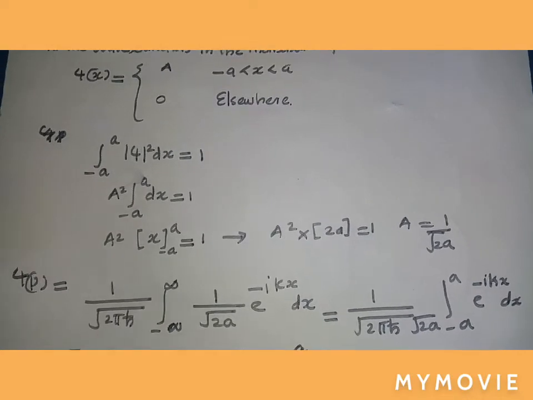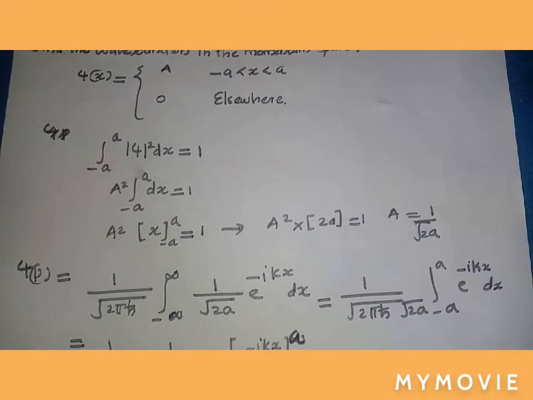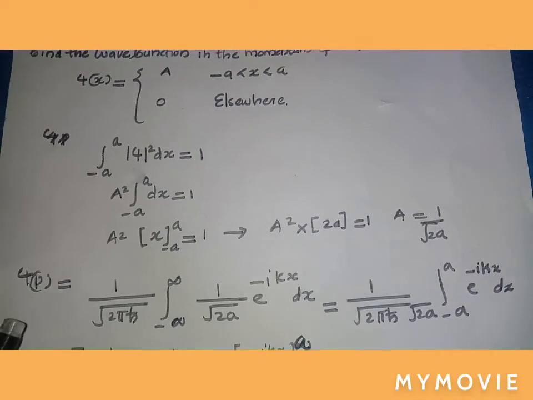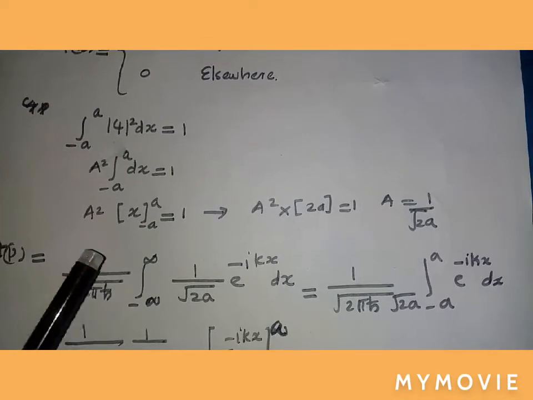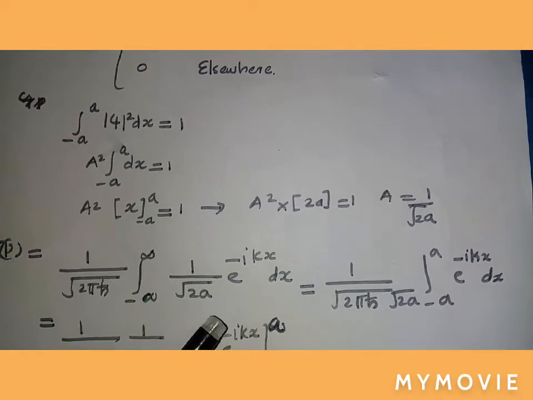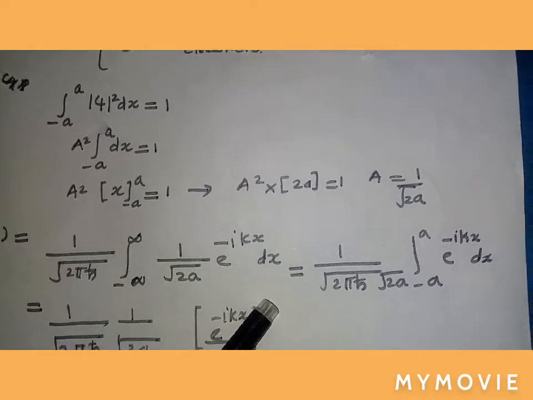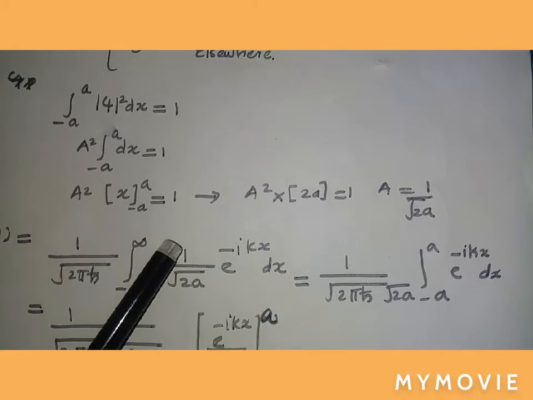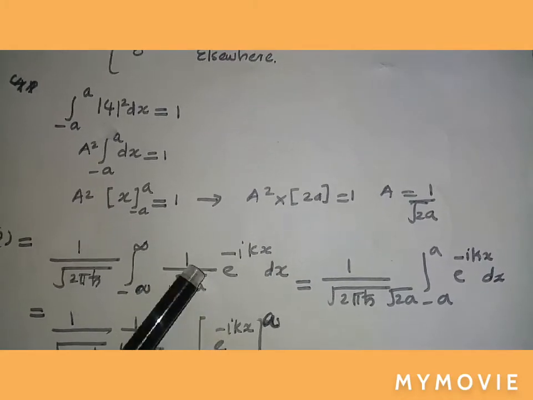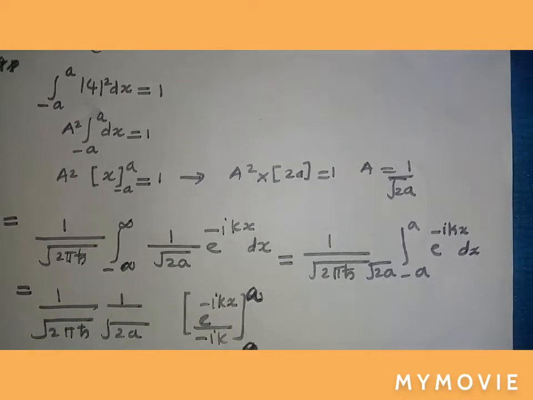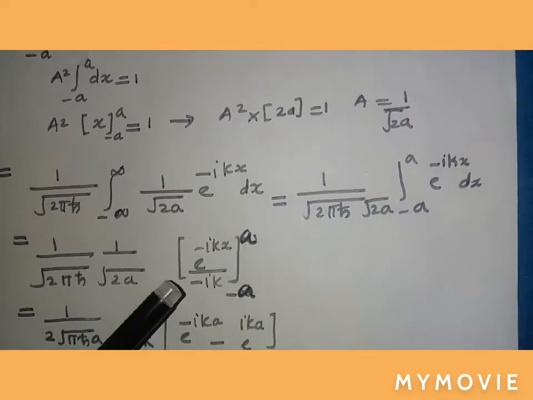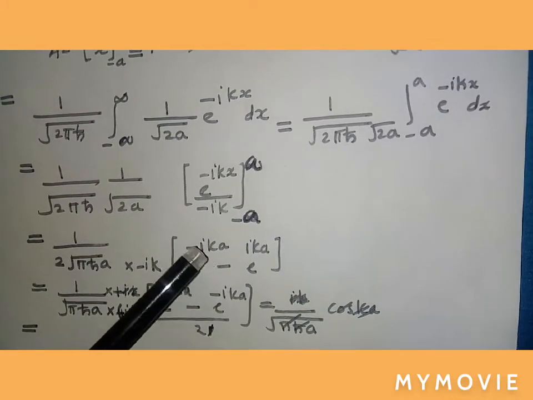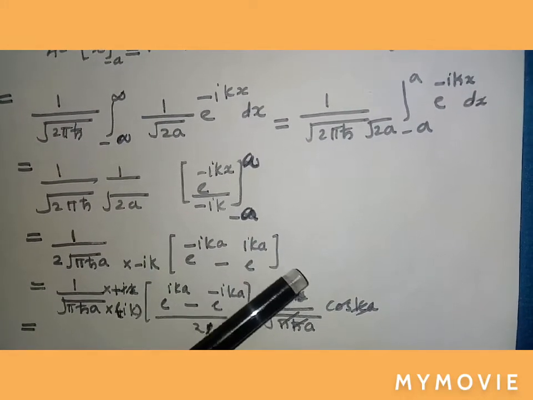Okay, and we know that the wave function in position space is given. So we have to find the wave function in momentum space, that is φ of p equals 1 by under root 2πħ integral minus infinity to plus infinity ψ of x into e raised to minus ikx dx. So here ψ of x is 1 by under root 2a. So we take the constant outside, and integrate e raised to minus ikx, that is e raised to minus ikx divided by minus ik, and putting the limits, we get e raised to minus ika minus e raised to ika.